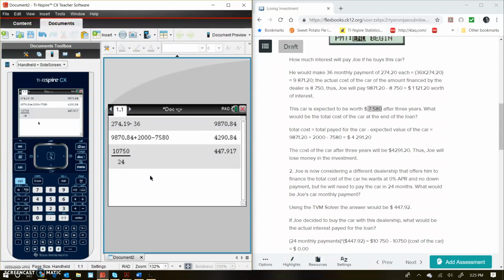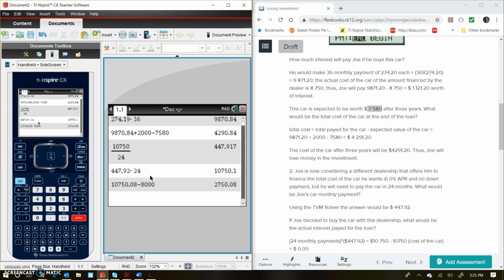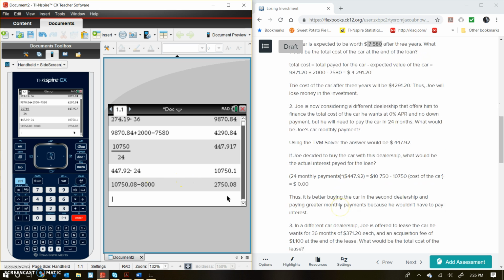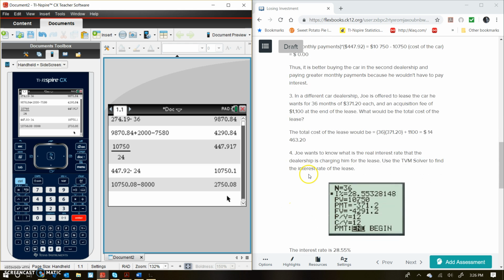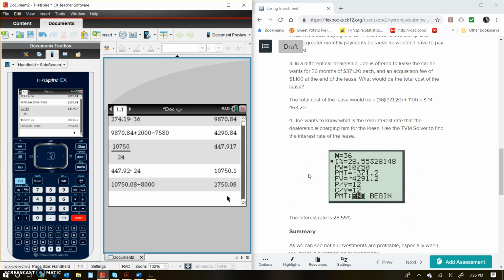So we think of this as 447.92 times 24 payments. That's how much we paid for the car, give or take. And then we subtract that $8,000. So the cost of getting an $8,000 car, what it's worth, is about $2,750. So that's what goes into that. It all depends on those types of things.